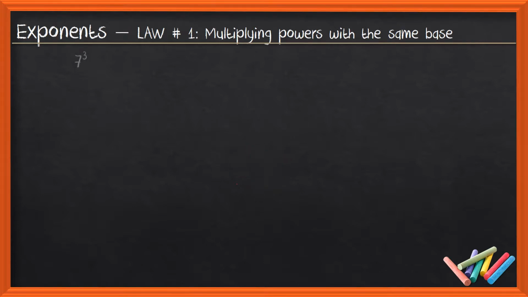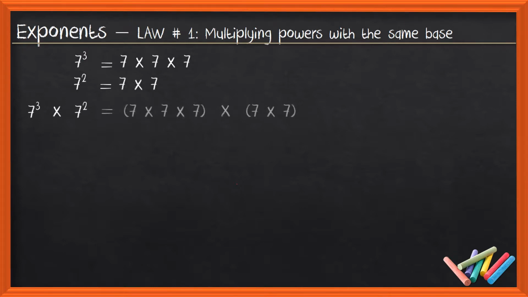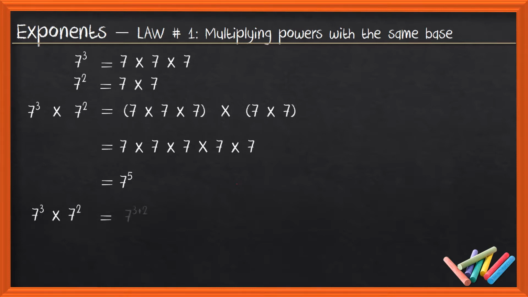We know that 7 cube is 7 times 7 times 7 and 7 square is 7 times 7. So 7 cube times 7 square would be 7 multiplied repeatedly 5 times, which is equal to 7 to the power of 5. In fact, we could have got this result by simply adding the powers 3 and 2. That is, 7 cube times 7 square is 7 to the power of 3 plus 2, which is equal to 7 to the power of 5.